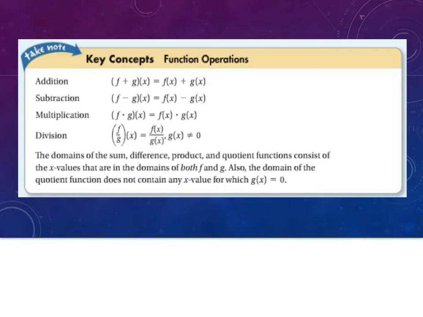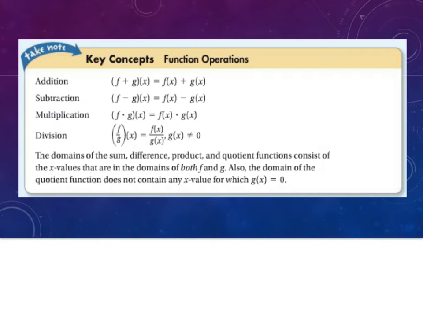So the addition function would be f plus g of x equal to f of x plus g of x. If you're subtracting functions, you're literally subtracting whatever the first function is from the second, multiplying same, and division is the same. It goes on to say that the domains of sum, difference, product, and quotient consist of all of the x values that are in the domains of both f and g.